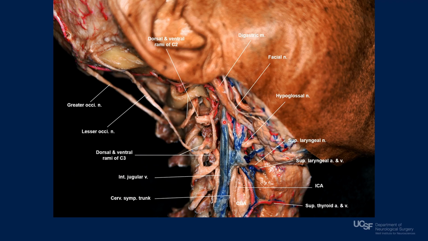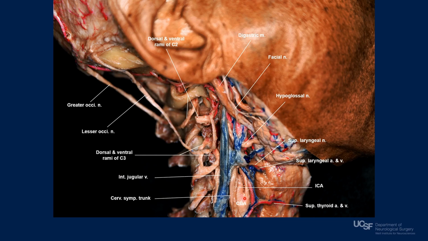Now, lying medial and posterior to the posterior belly of the digastric, we see the hypoglossal nerve. This hypoglossal nerve is going to have some anastomosis with the cervical plexus that goes from C1 to C4. A couple of arteries that we're seeing here: providing blood supply to the thyroid is the superior thyroid artery, and providing blood supply to the larynx, the superior laryngeal artery. We see also the superior laryngeal nerve, which is a branch of the vagus nerve.